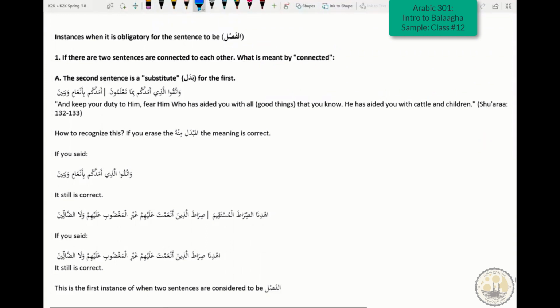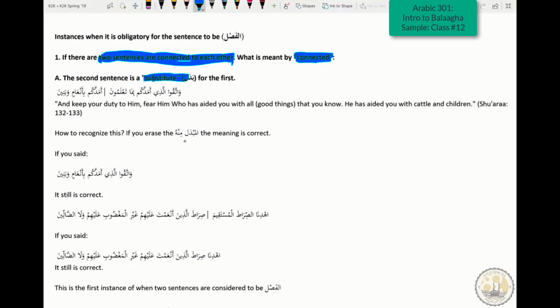The first instance is if there are two sentences that are connected to each other. Okay? What do we mean by connected to one another? Muttasil. What do we mean by that? These two sentences are muttasala. Well, connected can be that the second sentence is connected to the first sentence because the second sentence has a substitute. There's a badal going on. Okay? Examples of this here in Surah Al-Shu'ara of the poets.